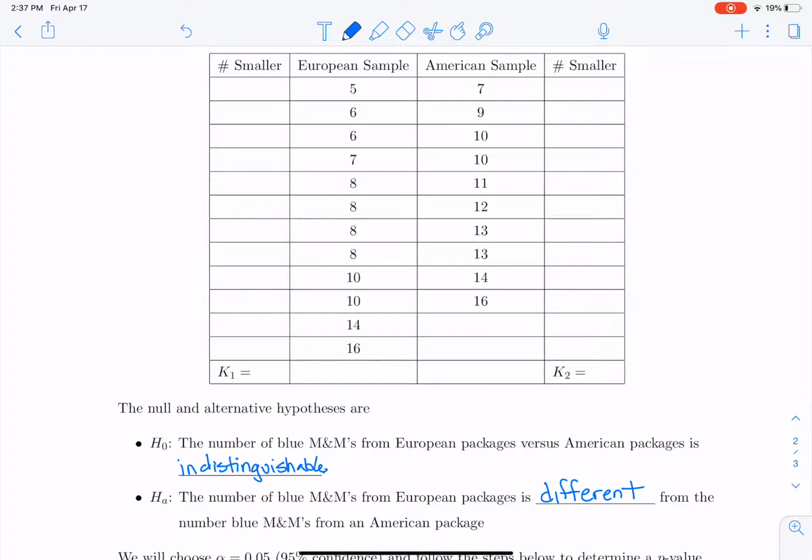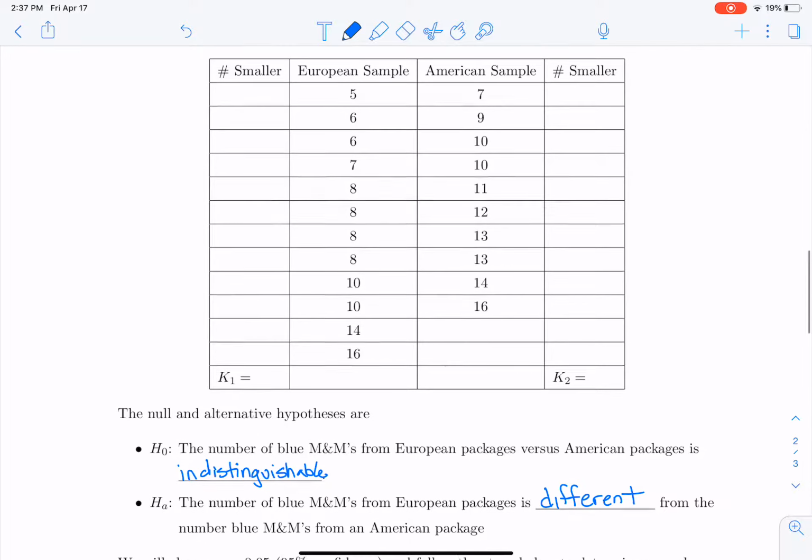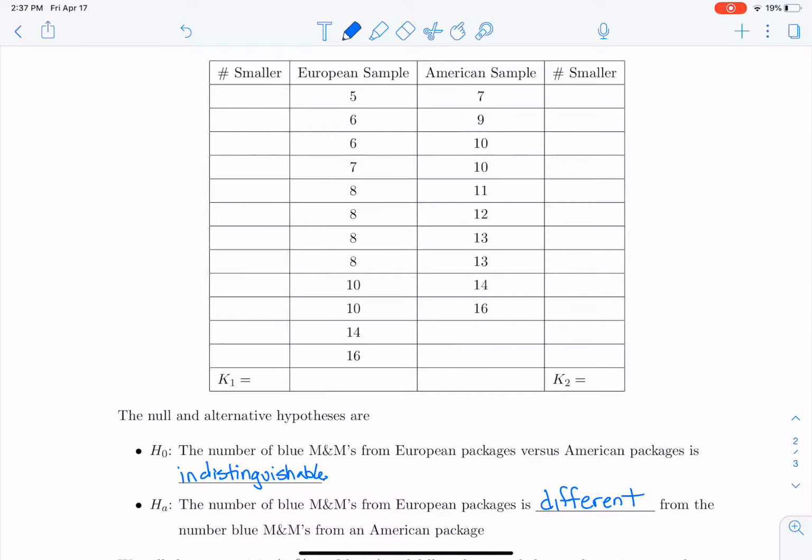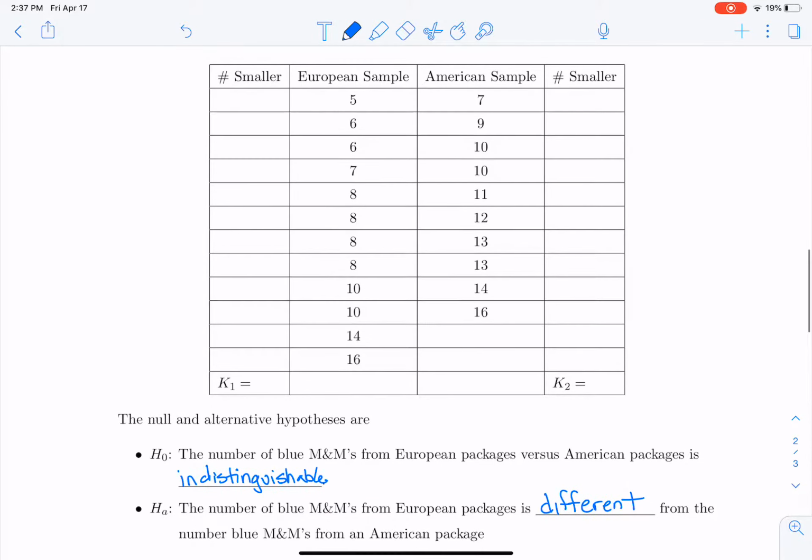Again, I have this sample of European M&Ms. When opening those packages, this being a standard package of M&Ms, there were 5 blue ones in one package, then 6, 6, 7, and so forth. And what I've done is arrange these samples from the least number of blue M&Ms to the largest for both the European sample and the American sample.